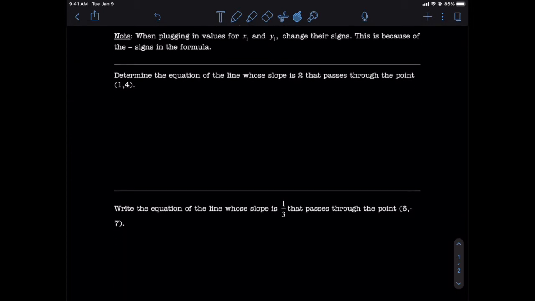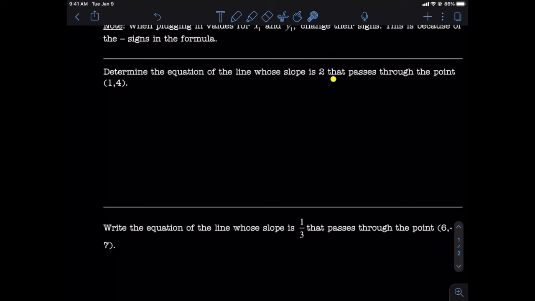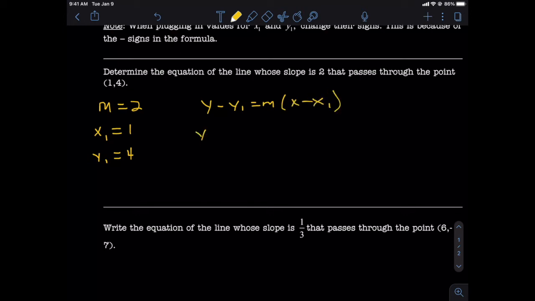Our first example wants us to find the equation of the line whose slope is 2 that passes through the point (1, 4). Our slope in this case is 2, and that's going to mean that our m value is equal to 2. So when we go to write our formula, we're going to write m is equal to 2. Our point gives us our x1 and our y1, so we can write those down as well. x1 is equal to 1, and y1 is equal to 4. Let's go ahead and write down the general formula again. The more times we write that down, the more familiar we're going to be with it, and the more successful we're going to be in the long run. It was y minus y1 equals m times (x minus x1).